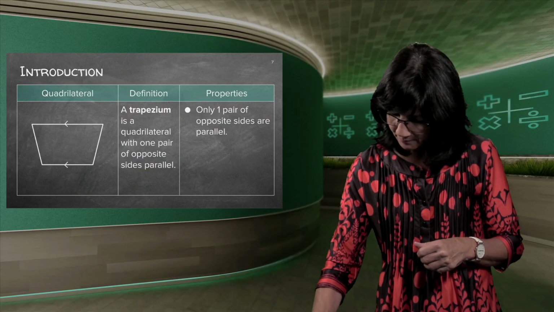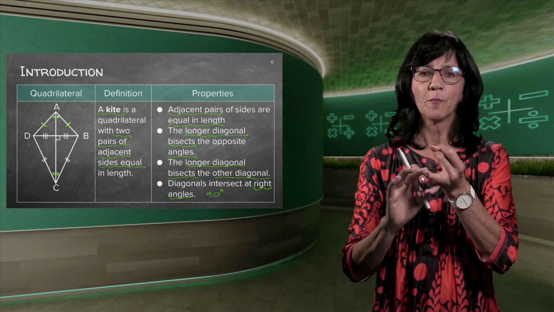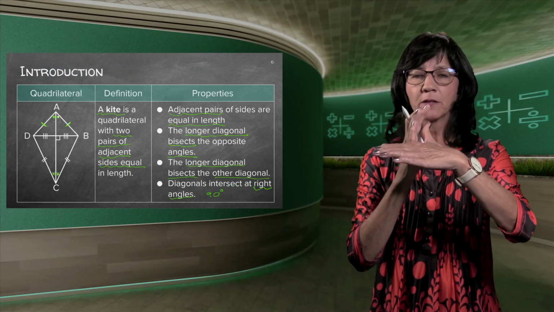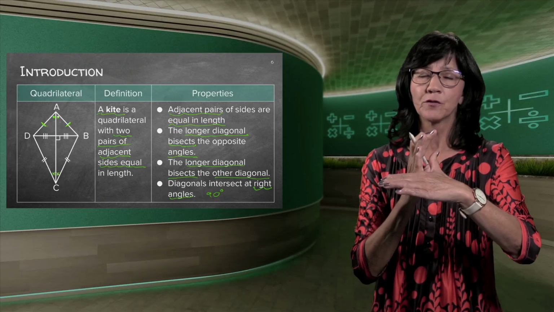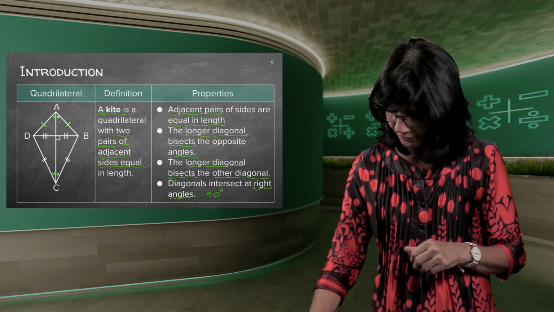And then the last one, let's just quickly go back. We already said the longer diagonal bisects the angles. Also, the longer diagonal bisects the other diagonal. The longer one bisects the other diagonal. And again, you can actually see it very clearly on a kite. The diagonals bisect at right angles, in other words, at 90 degrees. So the square, the rhombus, and the kite, their diagonals bisect at 90 degrees. And they love to ask that in tests and exams, because you need to know that property very well.